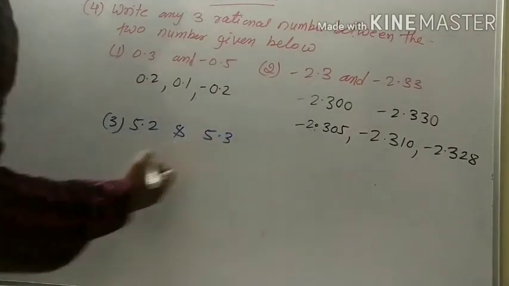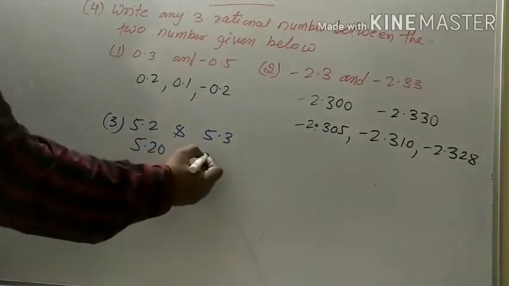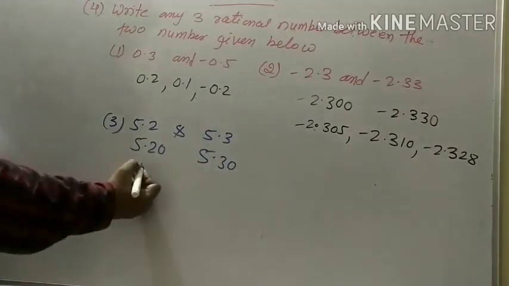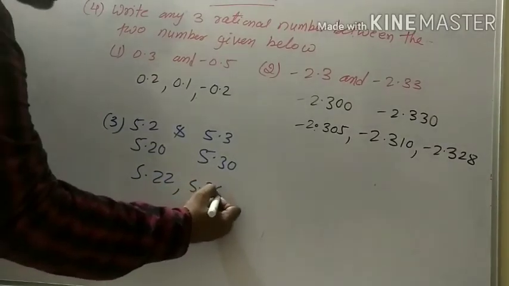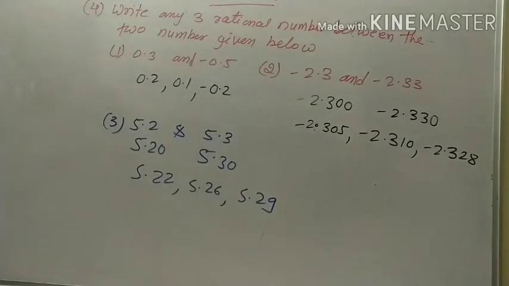Here also we will take what? 5.2 will become 5.20 and 5.3 will become 5.30. There are three numbers in between 5.20 and 5.30, that is 5.22, 5.26 and 5.29.